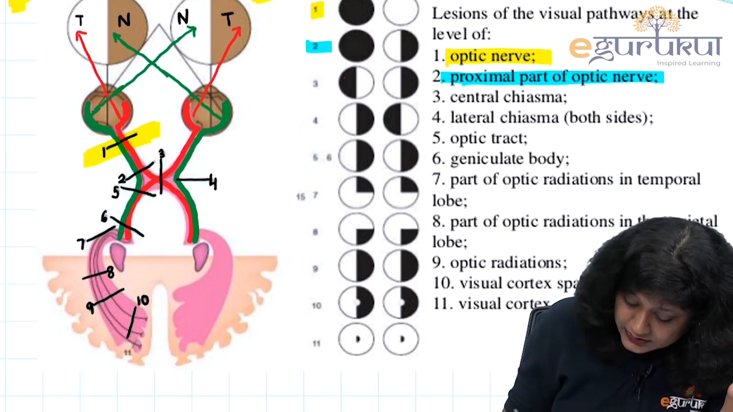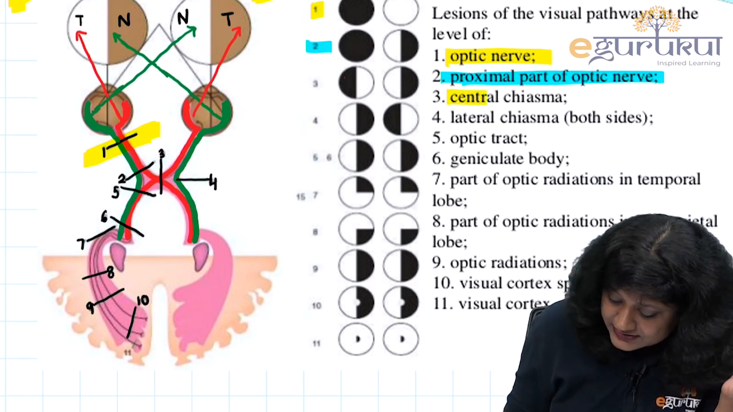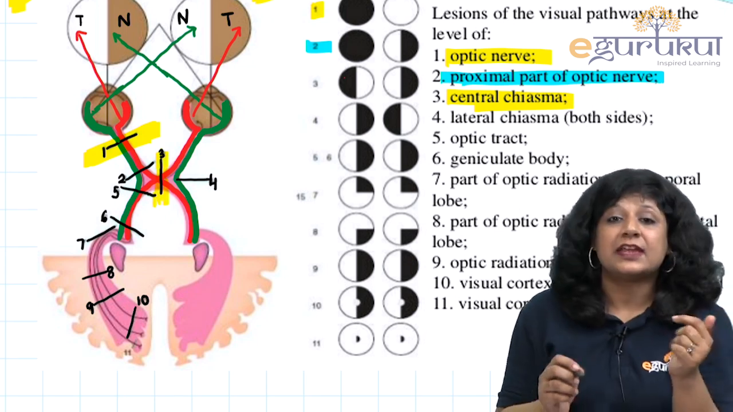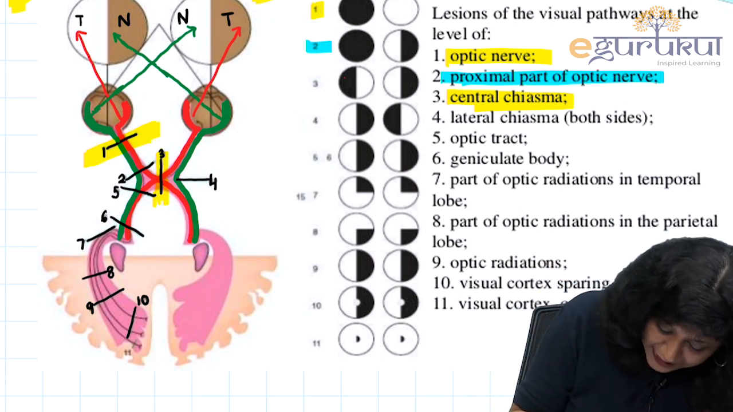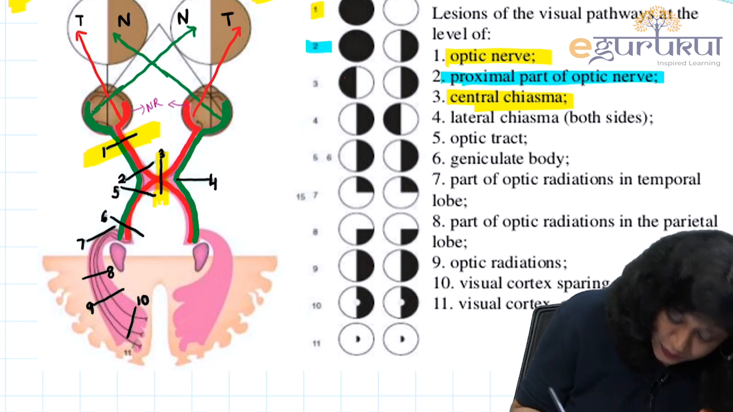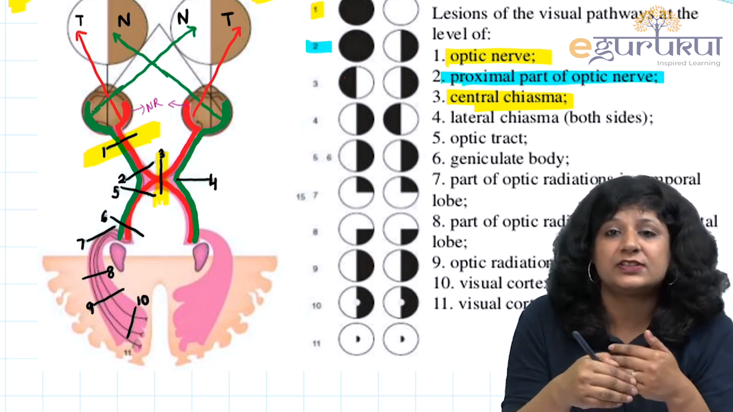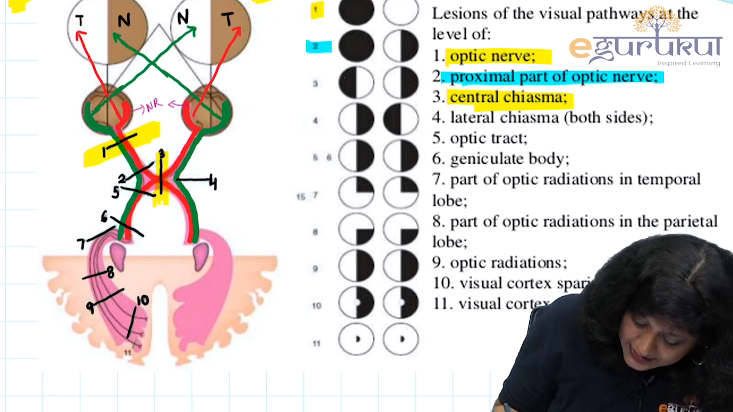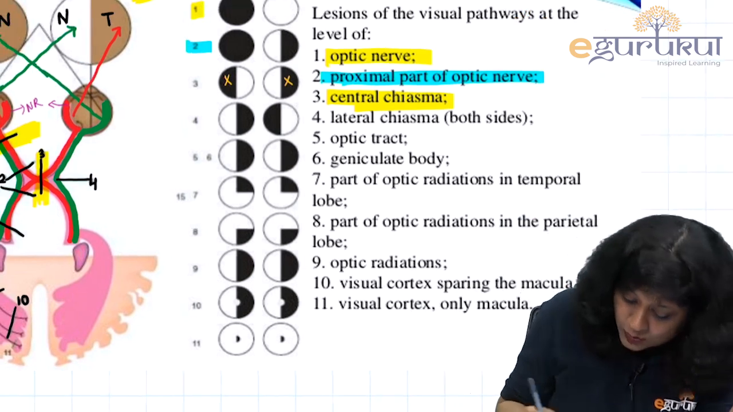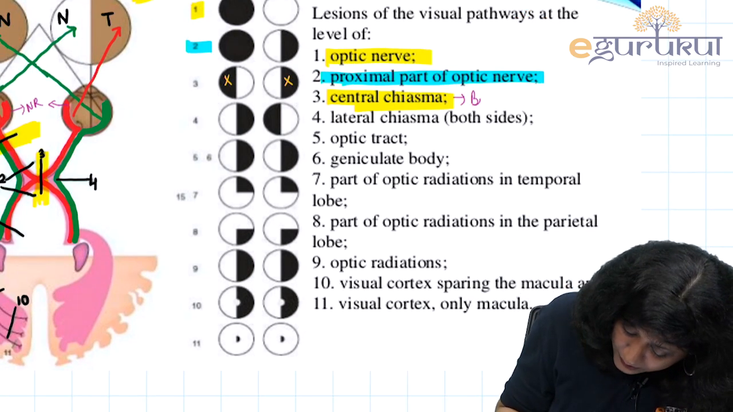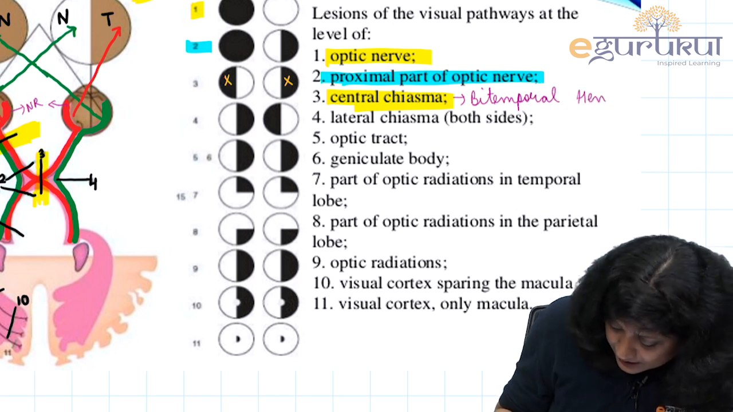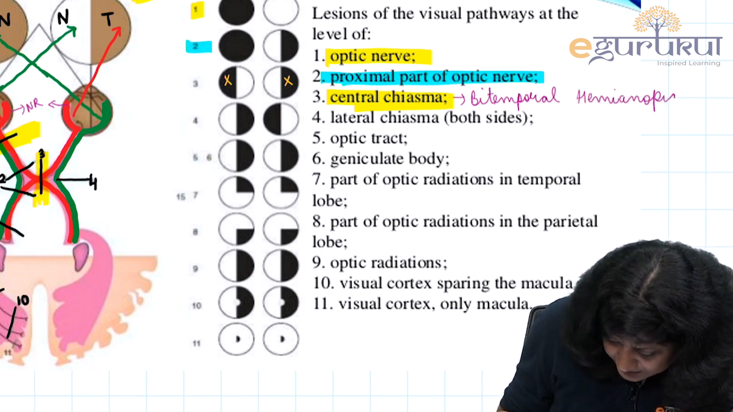Then the third thing is the central chiasma. Central chiasma is this one. Can you see the red fibers? What are the red fibers representing? Red fibers are the nasal retina. So when the nasal retina is affected on both sides, what you are going to get is temporal blindness on both sides. So this will be called the bitemporal hemianopia, right?